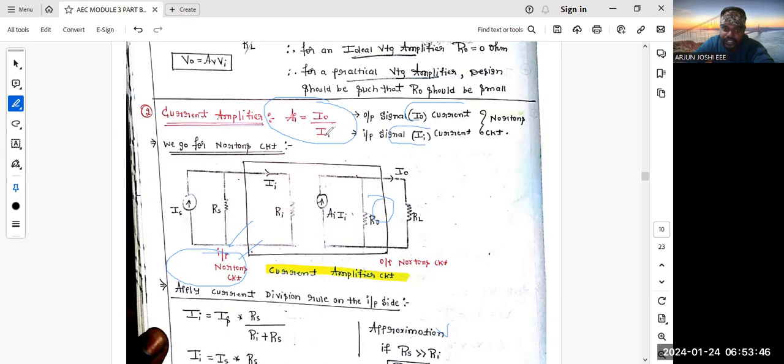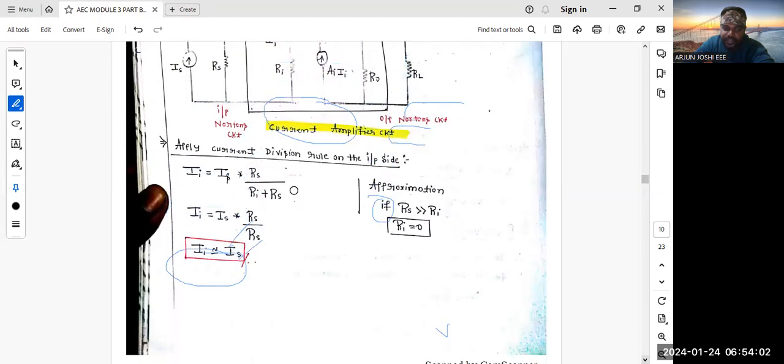Here also, how can we get this equation? I naught is equal to AI into II. R naught in parallel, RL in parallel. Input Norton circuit, output Norton circuit. Here what do we need to apply? We need to apply the current divider rule. When we apply Thevenin's theorem, we apply the voltage divider rule. When we apply Norton's theorem, we apply the current divider rule.